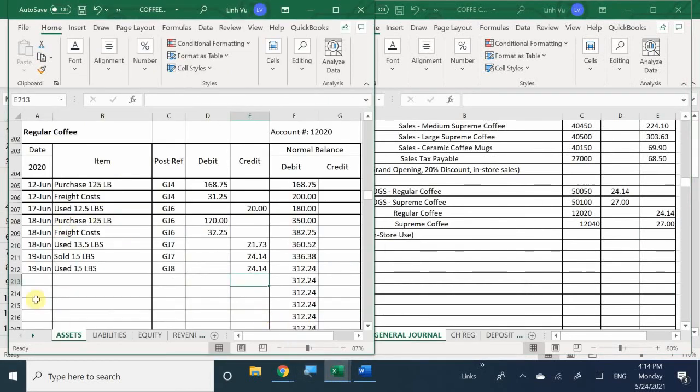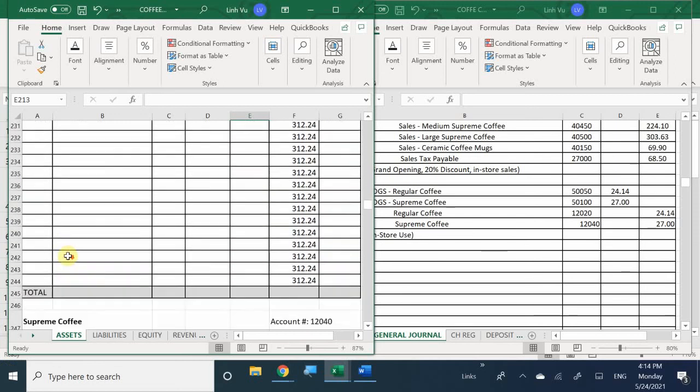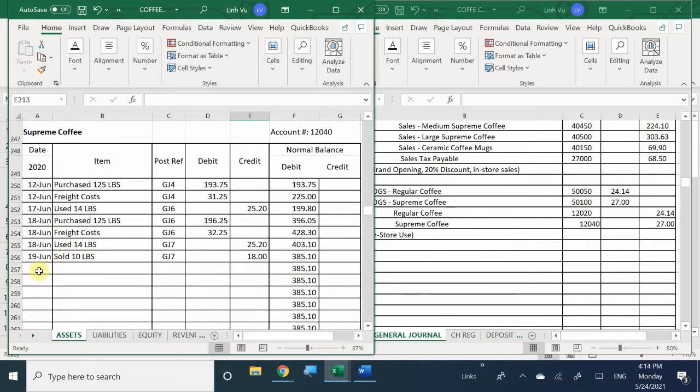So now we're going to do the Supreme Coffee. Use 15 pounds, GJ8, credit for 27. That should give us the 358.10. Yes. So here we had 385.10 and 358.10, so numbers could be very, very easily mistaken. So there we have it.